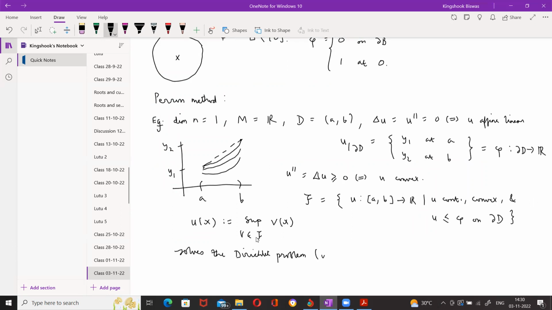In this example, Laplacian u is 0 in D and u equals phi on boundary D. This is the function u, and this is called the Perron solution to the Dirichlet problem.